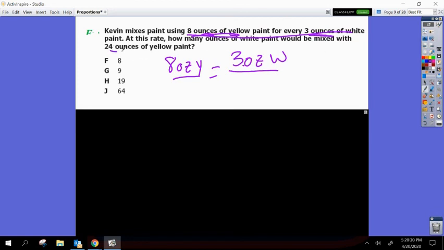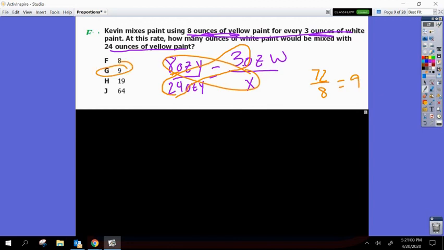Now, knowing that, 24 ounces of yellow, do you think it's going to go here or here? Well, 24 ounces of yellow, again, being consistent, since yellow is on the left side, we'll put 24 ounces of yellow there, and we're looking for that. All right. If we were to cross multiply 24 times 3, we get 72. And then the leftover, which is 8, we divide that by 8. And of course, 72 divided by 8 is still 9. I'm just trying to show you that there are multiple ways to set it up. But as long as you're consistent, you should end up with the same answer, which is hopefully the correct answer.